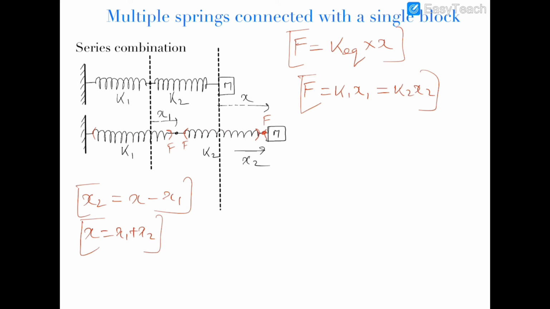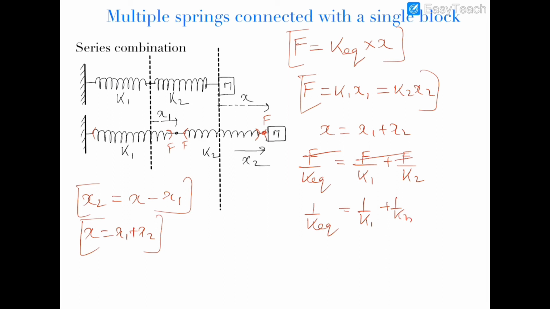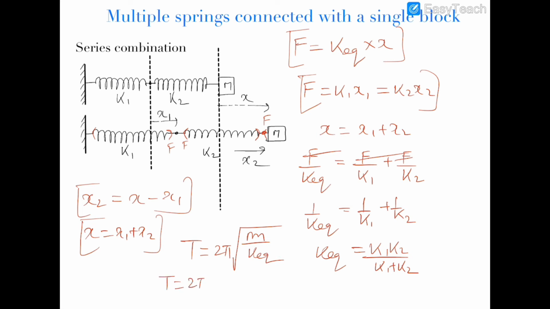Now therefore we can also say that X is equal to x1 plus x2, and this x is F upon K equivalent, while x1 is F upon K1 and x2 is F upon K2. So cancelling this F with F, 1 upon K equivalent will be equal to 1 upon K1 plus 1 upon K2, and therefore K equivalent will be equal to K1 K2 upon K1 plus K2. So the time period of oscillation of this system would be 2 pi under root m by K equivalent. So this will be 2 pi under root m into (K1 plus K2) divided by K1 K2. So this is the time period of SHM of this system.